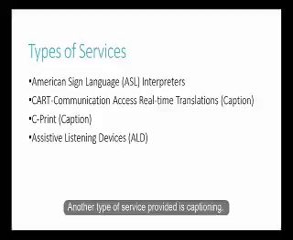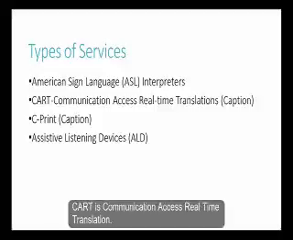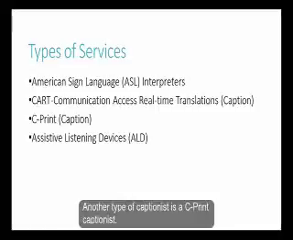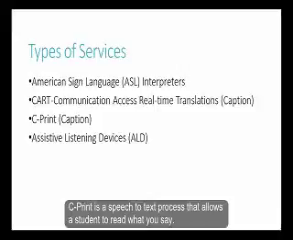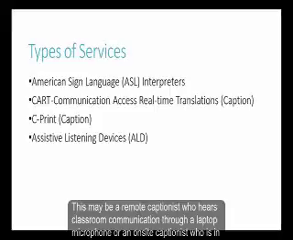Another type of service provided is captioning. CART is Communication Access Real-Time Translation. Another type of captionist is a C-print captionist. C-print is a speech-to-text process that allows a student to read what you say. This may be a remote captionist who hears classroom communication through a laptop microphone, or an on-site captionist who is in the classroom.